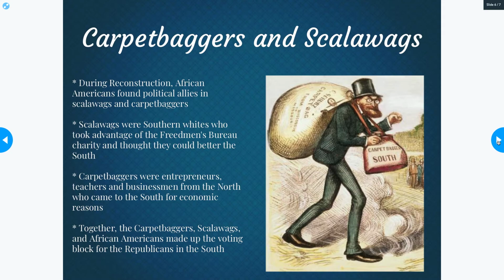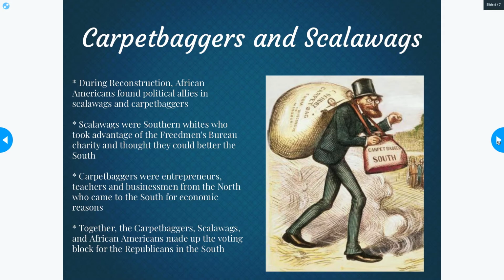All right, we're going to finish up with two of my favorite groups of people, the carpetbaggers and the scallywags. Now, this cartoon is a carpetbagger. You can see he's not exactly thought of in the most flattering terms by the Southerners, but here's the deal with them. During Reconstruction, African Americans needed people on their side. Obviously, most of the whites in the South were not on their side, and so there happened to be two groups that are going to form this bond with African Americans and basically take political control.